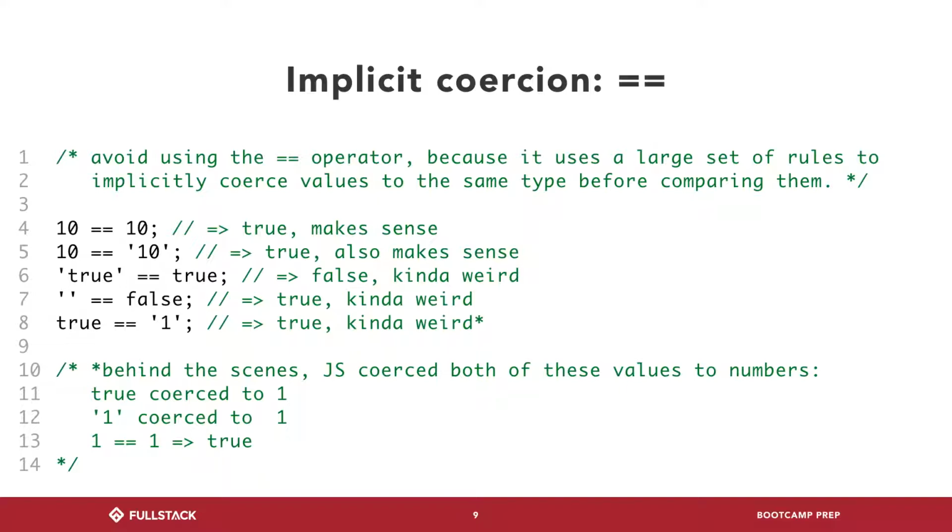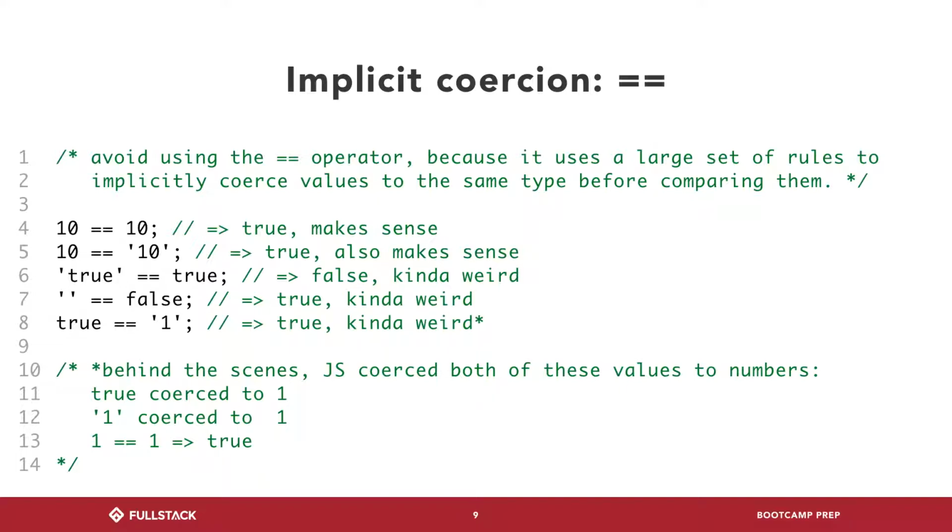And the true is equal to the string called 1. And pretty quickly, it kind of breaks down. The reason why this is all happening, and the reason why we strongly encourage folks to use a triple equal sign, is because when it compares two things, it compares both the type and the value.